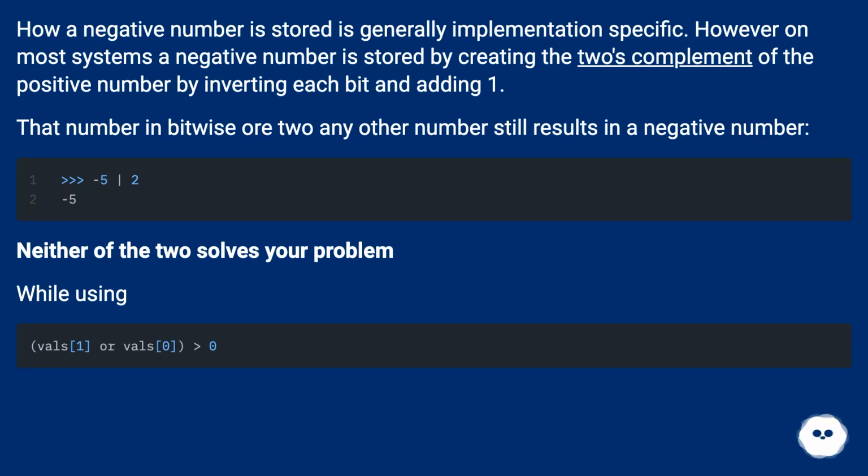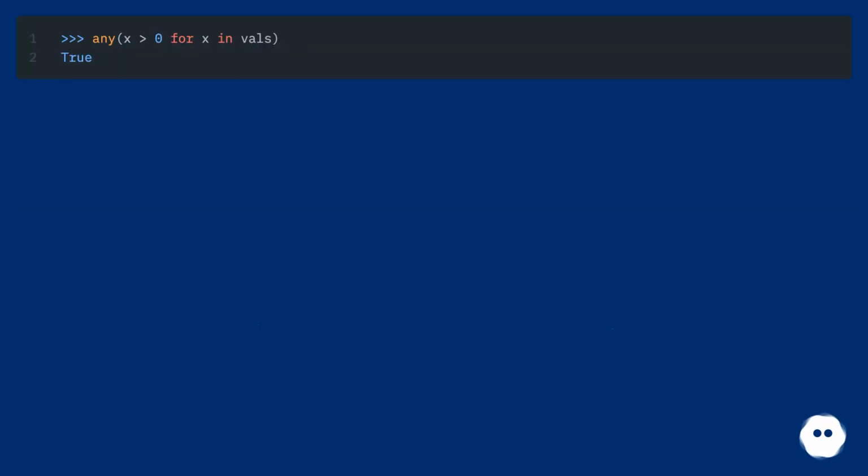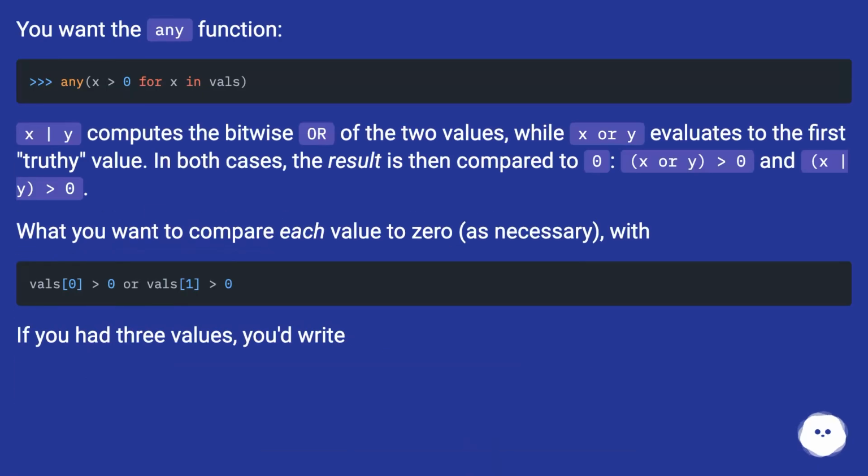Neither of the two solves your problem. While using | seems to work, it fails when you flip the values. You should check both values separately. For a larger input this may be inconvenient. You should use any with a generator expression. You want the any function.